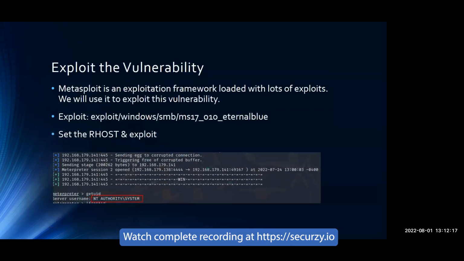Okay, so our discovery phase is done. We know that the system is vulnerable. So now we will try to gain access to the system by exploiting that vulnerability. And for exploiting, we will use Metasploit.